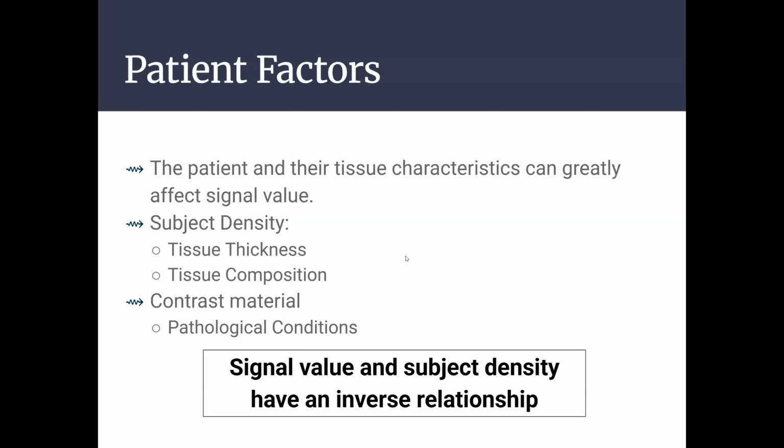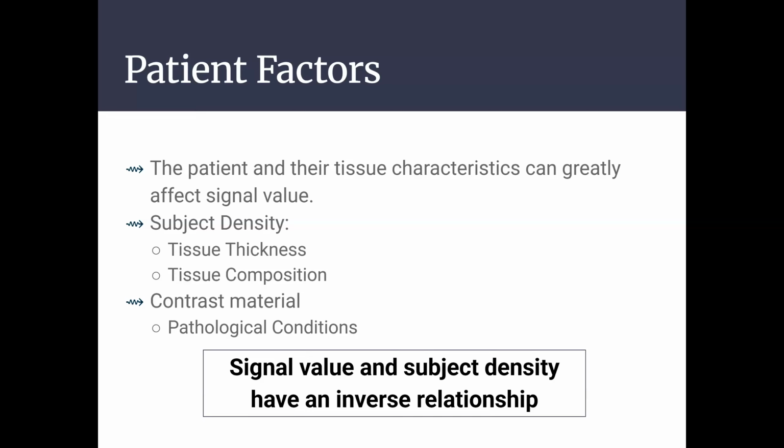Patient factors. So the patient and their tissue characteristics, I mentioned this before, can greatly affect signal value. So I want you to think of it the easiest way possible. It can be a difference of subject density, so the object. So tissue thickness or tissue composition. Let me give you a couple of examples. Imagine you have a 10-pound baby and you want to take an image of the chest, but then you have a 30-pound baby and you want to take an x-ray of that baby's chest. So tissue thickness difference, okay?